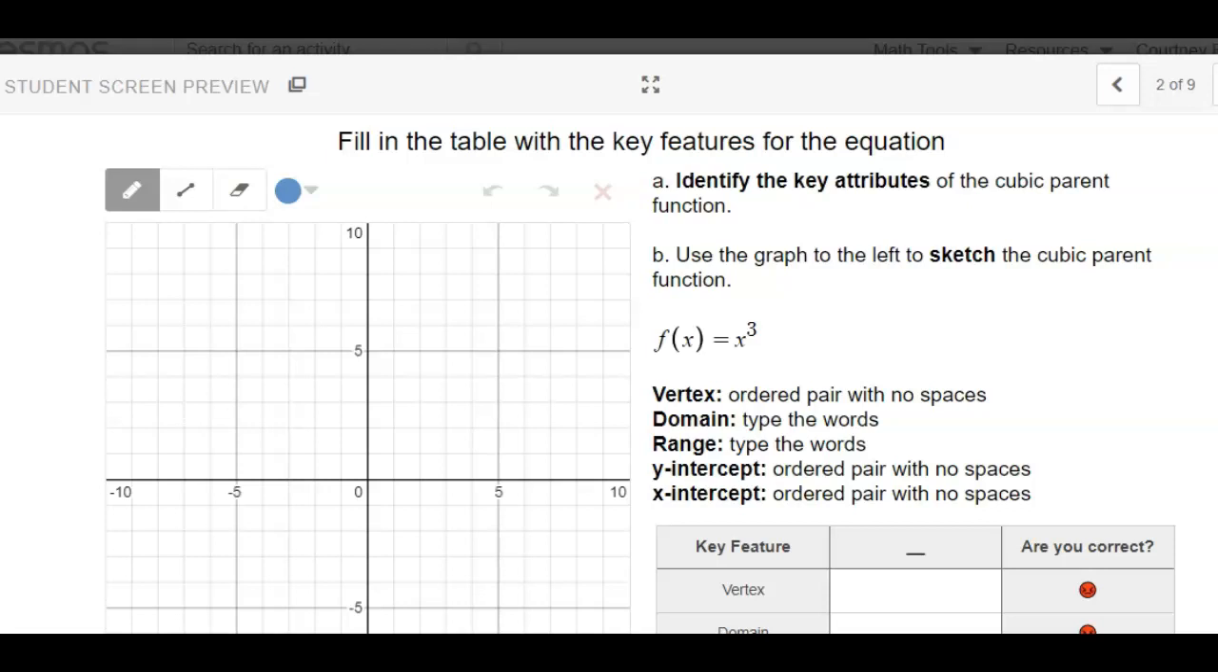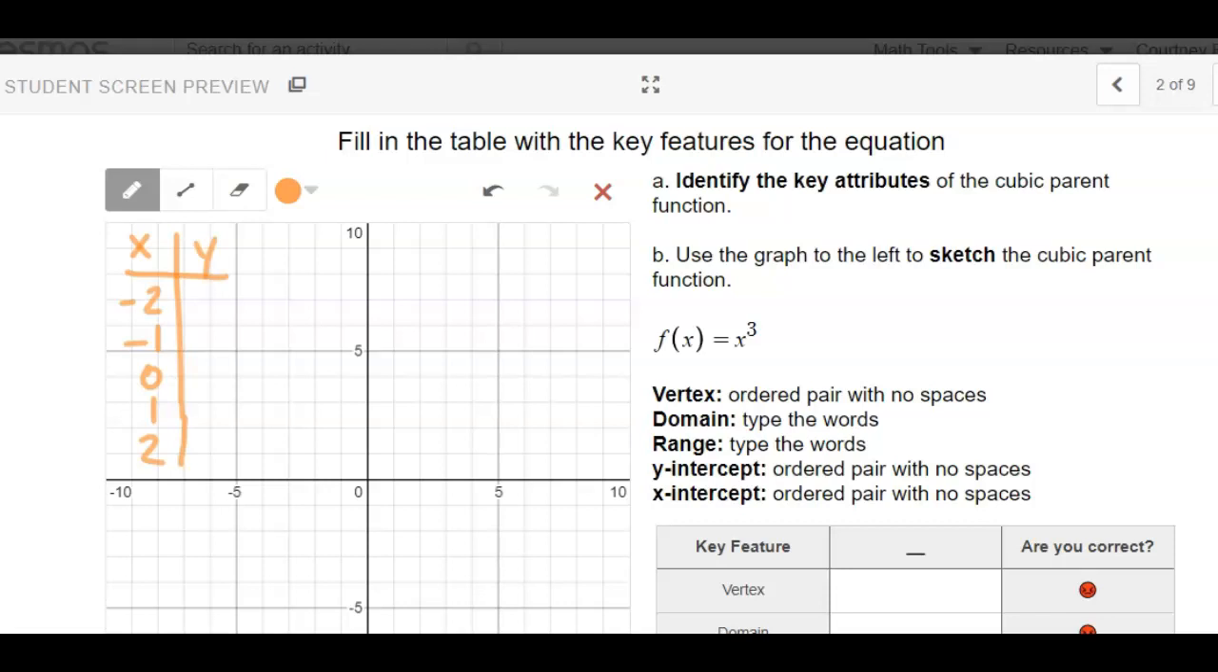Now actually, instead of doing the key features first, I'm going to go ahead and do the graph first so that I can get my key features from there. So I'm going to change my color here. I'm going to make an x and a y. Probably should have made a process column too, but that's okay. So let's see, maybe -2, -1, 0, 1, 2. Those are going to be my x values, and what I need to do is cube those x values in order to get the y values.